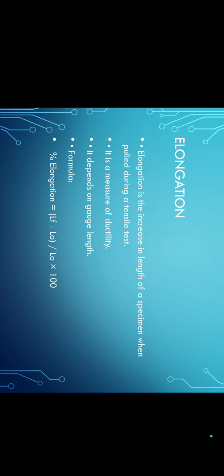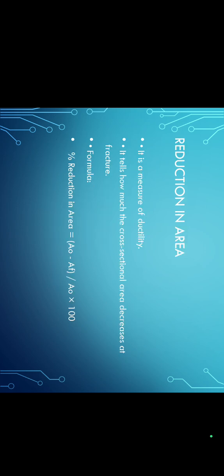Now the another measure is reduction in area. Reduction in area is a measure of ductility. Reduction in area tells us how much the cross-sectional area of a specimen decreases at the point of fracture. Now we measure the reduction in area in a tensile test. First, we measure the original cross-sectional area, that is A naught. A naught equal to original cross-sectional area.